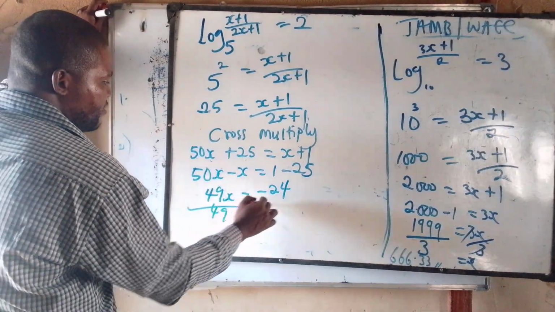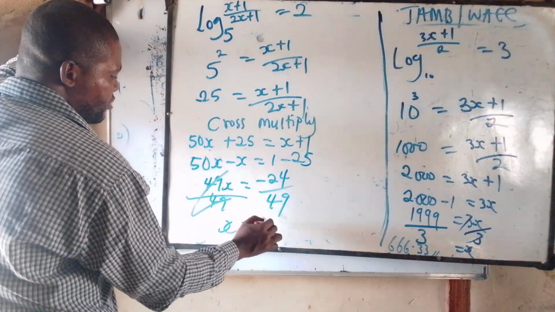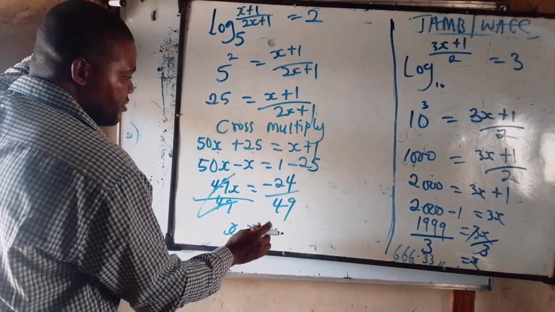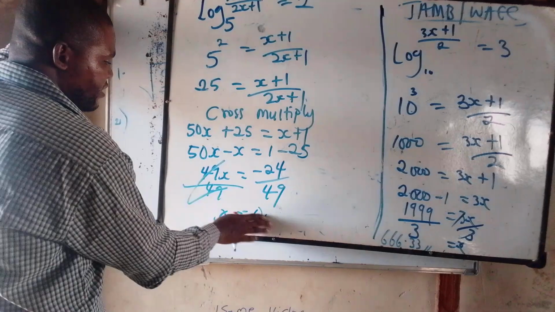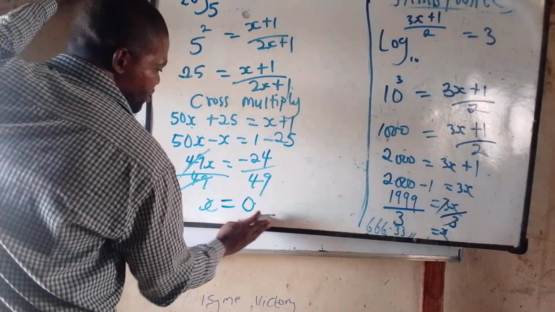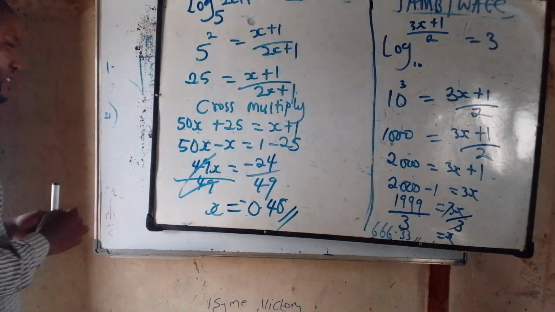Divided by 49, divided by 49. The answer x is now equal to minus 24 over 49, which is minus 0.48. Minus 0.48 is my final answer.